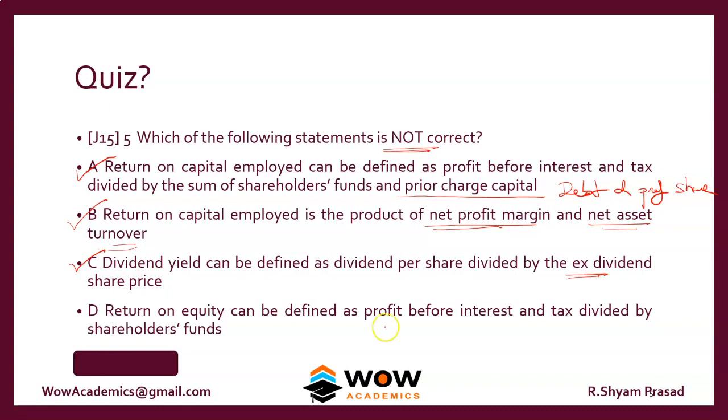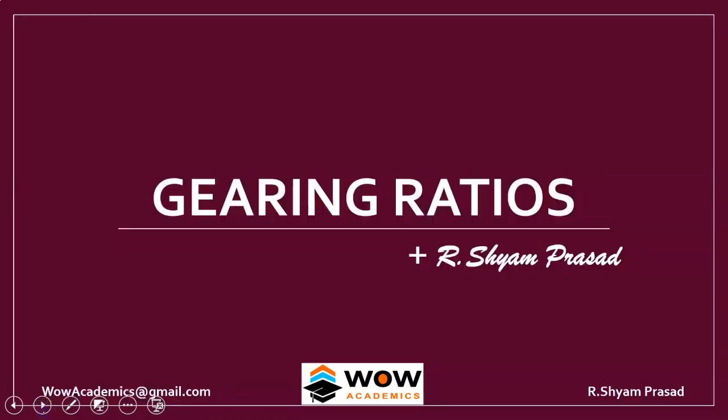ROE can be defined as profit before interest and tax divided by shareholders fund. No, it's not a before, it's actually after. So this one is the incorrect one. So we'll see the answer. Answer is B. Okay, so this has come as a question in June 2015. So these are typical kind of questions that you can expect in a exam.